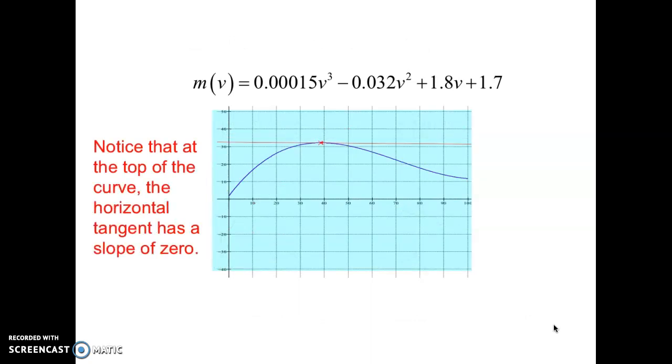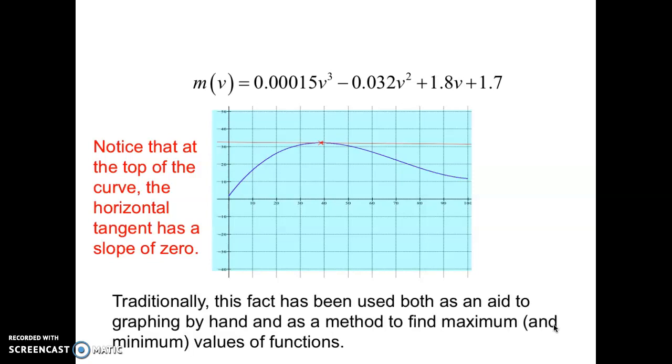I want you to notice that at the top of the curve, where we were looking at the maximum, the tangent line to the curve is horizontal there. In other words, it has a slope of 0. We're going to use this fact to aid us in finding the minimum and maximum values of a function. In other words, the minimums and maximums are going to occur often when the derivative is equal to 0. Not always, but often.